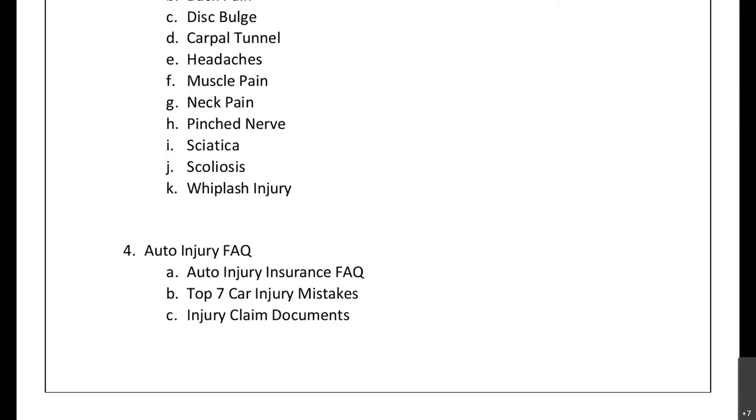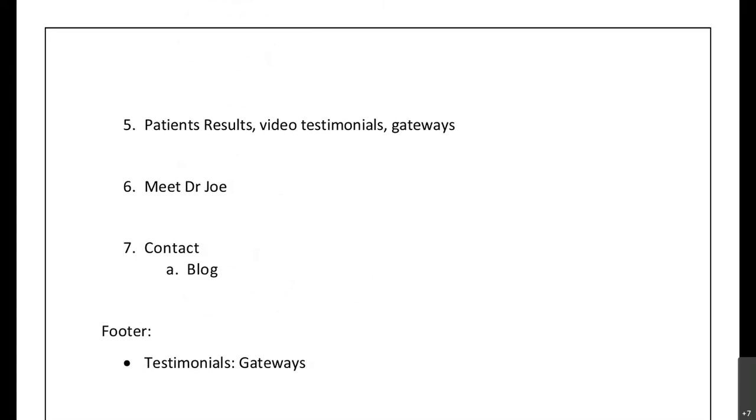Fourth tab is auto injury. If you want to specialize in something like auto injury, there it is right there. Auto injury FAQ, so they have questions about insurance. The next one, top 7 car injury mistakes. That's just a motivating video. And then their injury claim documents. That's what that tab looks like, answering their questions. And then number 5 is the patient results. These are the testimonials.